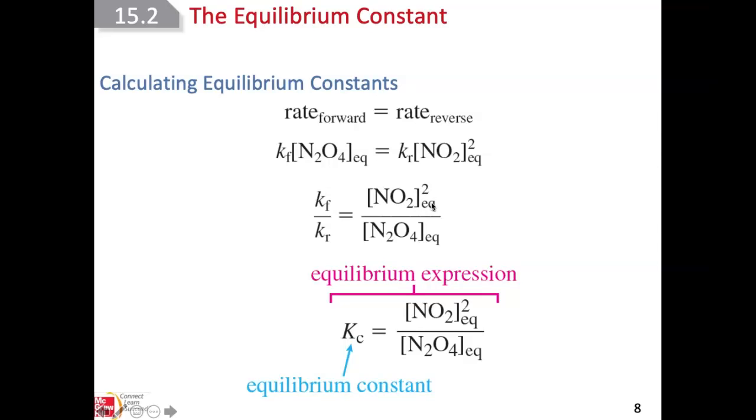at equilibrium, meaning the equilibrium concentration, raised to the power of 2, because the coefficient of NO2 in the balanced equation is 2, versus the concentration of the reactant at equilibrium, where the coefficient is 1 and the power is 1. So this is the expression for the equilibrium constant. K is a constant. C means we are calculating the constant using concentration. So this is the equilibrium expression.